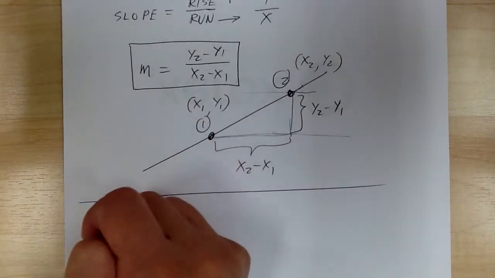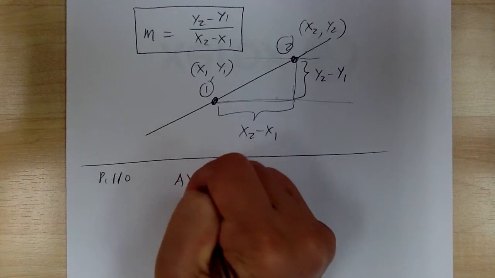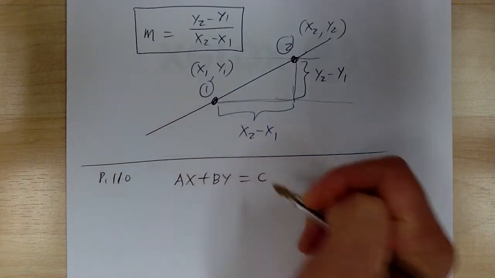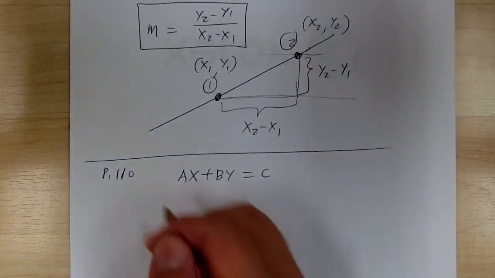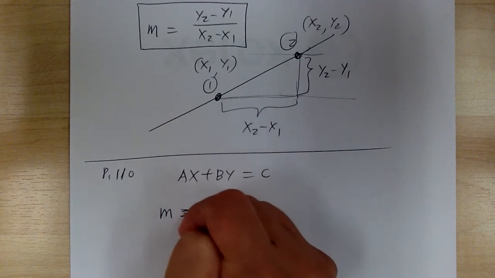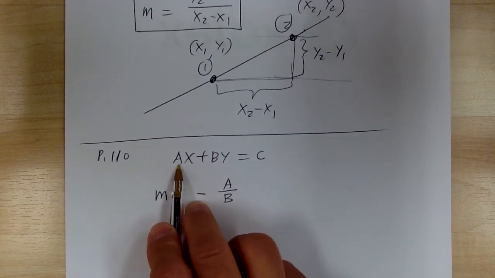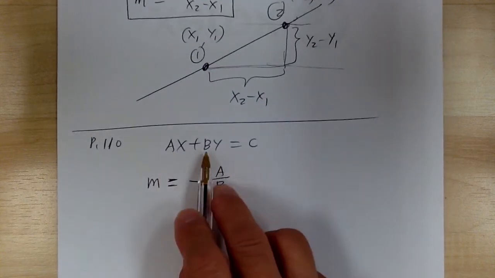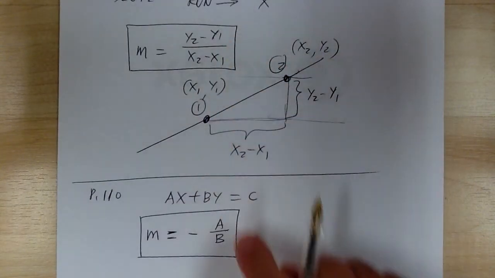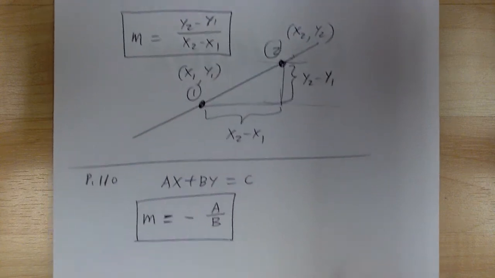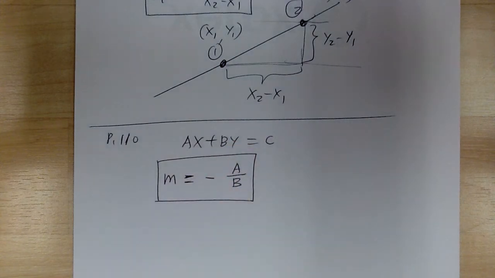So if you go to page 110, if they give you an equation like ax plus by equal to c, instead of points, then the way to find the slope is m equal to negative a over b. So a is the coefficient before the variable x. b is the coefficient before the y. Okay, so again, you need to memorize this equation. These are very important equations that you need to memorize. So again, if they give you 2 points, you use this formula. If they give you the equation, you use this formula.